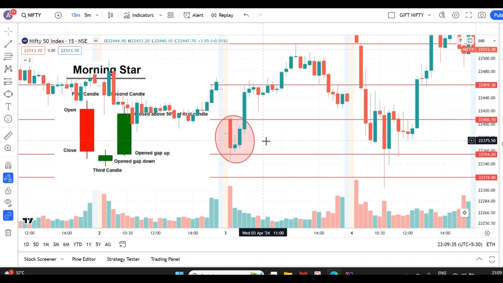Generally these patterns will not form regularly, and we have many candlestick patterns. I'm just explaining this one for right now. In ongoing videos, I'll try to explain more patterns that appear more frequently on the live charts. The morning star and other patterns will appear regularly, but for now, just go for the morning star. Keep it in your mind, and whenever it forms, you should go for the bullish side, call side. You should go for a buy.